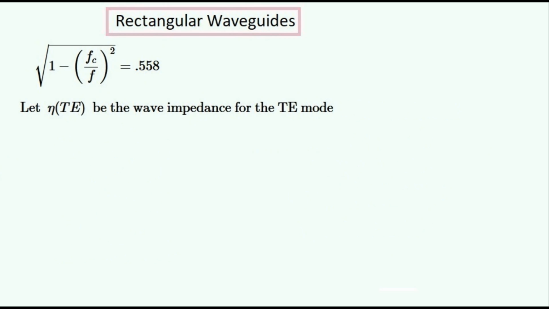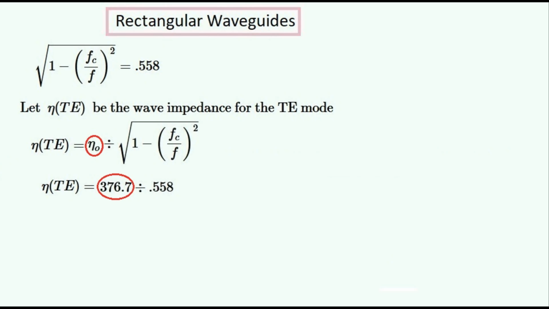Now to find the wave impedance of this waveguide for the TE mode. This is the formula that we'll use to find it. Then we'll plug all of the numbers into it. Eta naught is the wave impedance of free space and is equal to this amount. So this is the wave impedance of the waveguide for this particular mode.